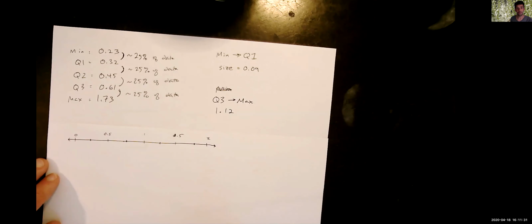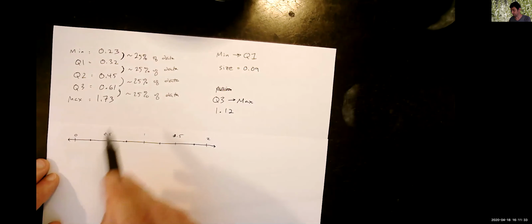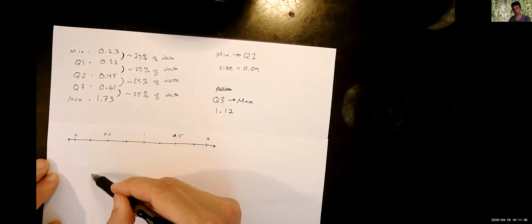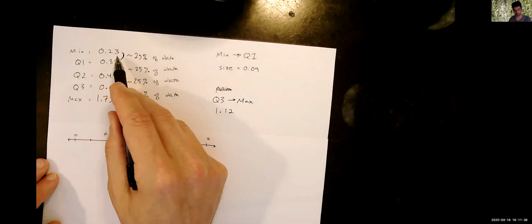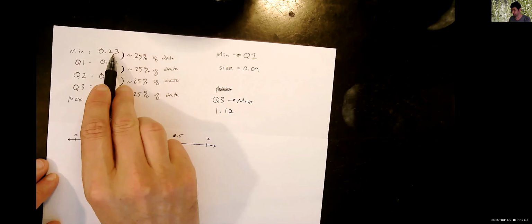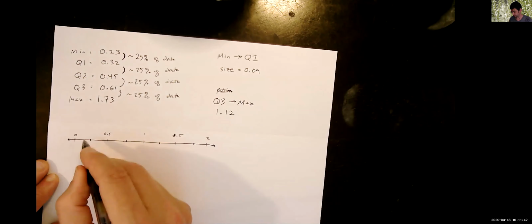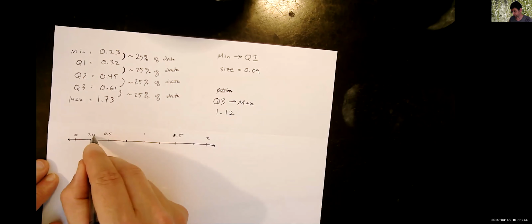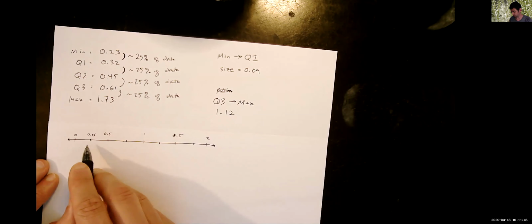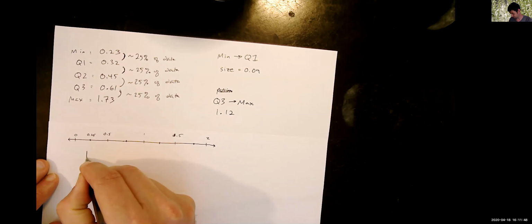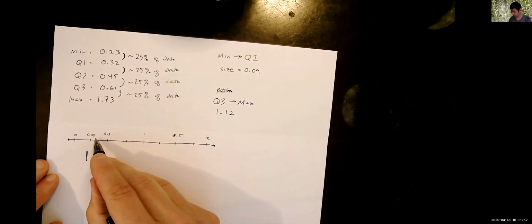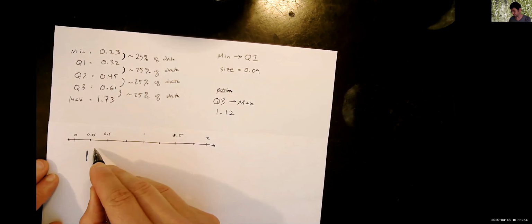So here's what I'm going to do. I'm going to look at each number of my 5-number summary, and I'm going to make a vertical bar where it is just below my number line. So for instance, the minimum 0.23, this is 0.25, 0.23 should be just below it. So I'm going to draw a vertical bar there. 0.32 is a little bit above it.